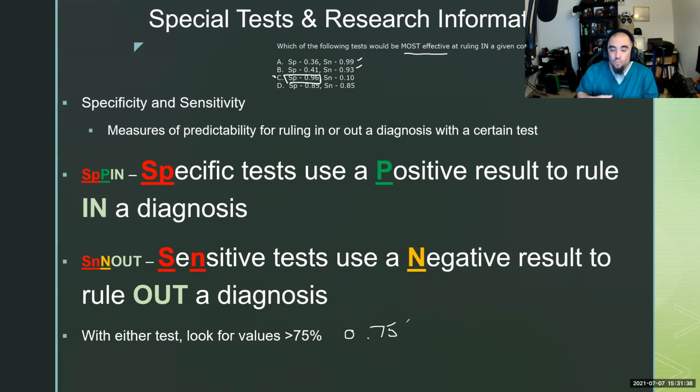And then you have to remember the rules of SpPin and SnNout. A test that is very specific, has a high Sp value, above 0.75 or as close to 1 as possible, and gives a positive result, meaning I test Truman and he gets a positive test, is good for ruling in a condition. If you get a sensitive test and you get a negative result, it's good at ruling out a diagnosis. And that's why we're going to talk through a bunch of special tests today.